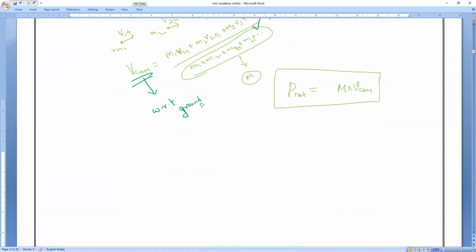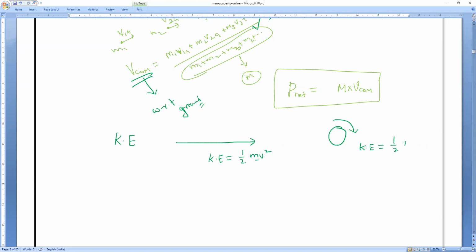Anybody having any doubt in this, you can ask me, or else we'll go to the second one, that is kinetic energy. We all know the kinetic energy formulas. If it is linear motion, translational motion, what is the kinetic energy formula? Please speak loudly, everybody. Half m v square. If it is rotational motion, what is the kinetic energy formula? We already derived it: half I omega square, where I is the inertia and omega is the angular velocity.